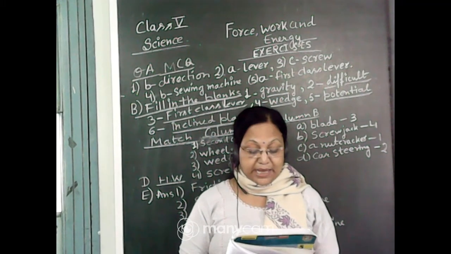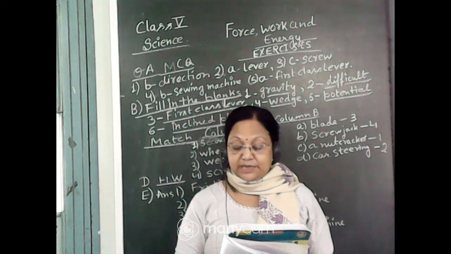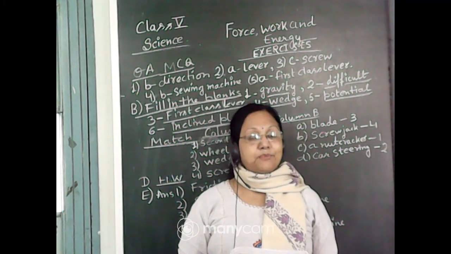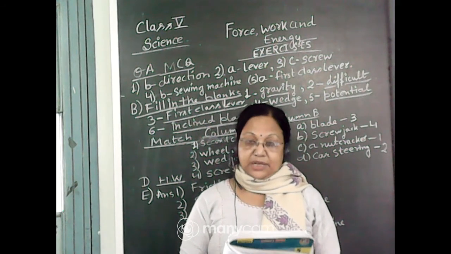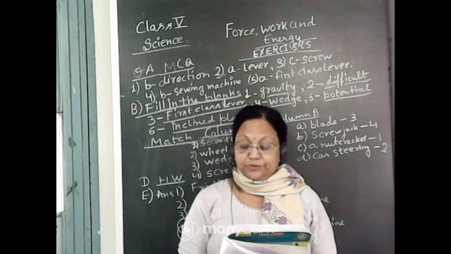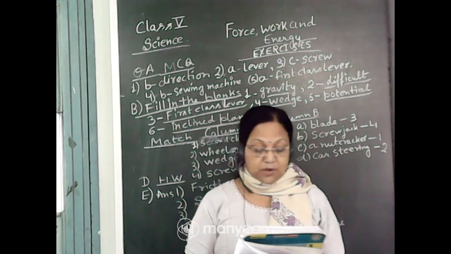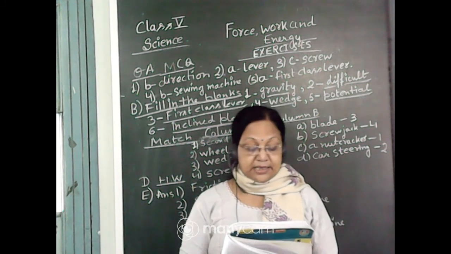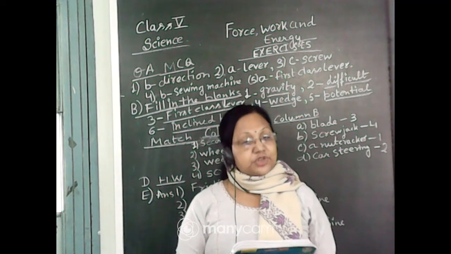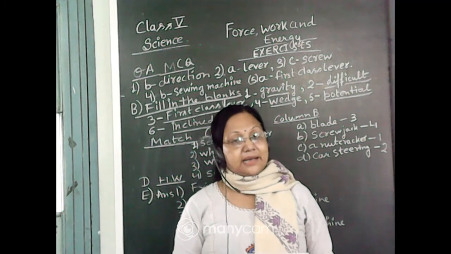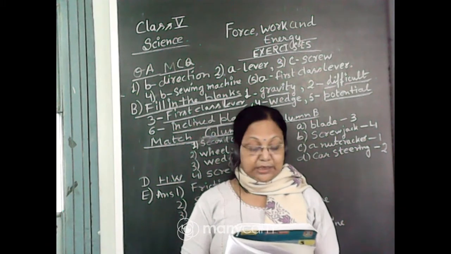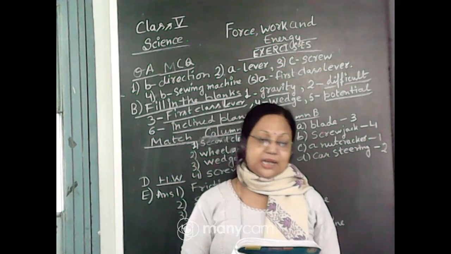A pair of scissors is an example of dash class lever. It is a first class lever because the fulcrum is immovable, which is in the middle of the machine. Now the fourth one: a dash is used to split or cut wood, that is the wedge. Fifth question: the energy stored in an object due to its position is called dash. Due to motion it is kinetic energy, and due to position it is potential energy. So the fifth answer is potential energy.